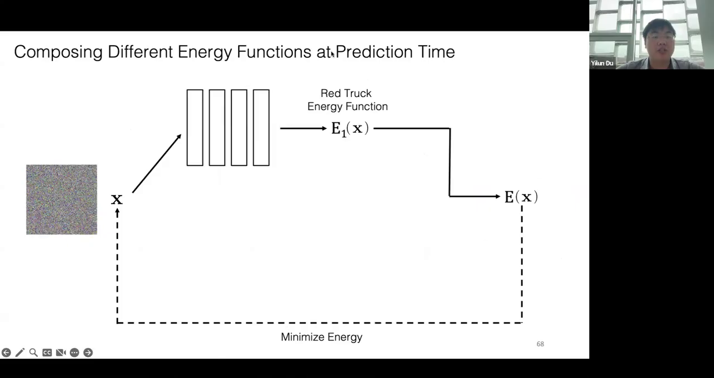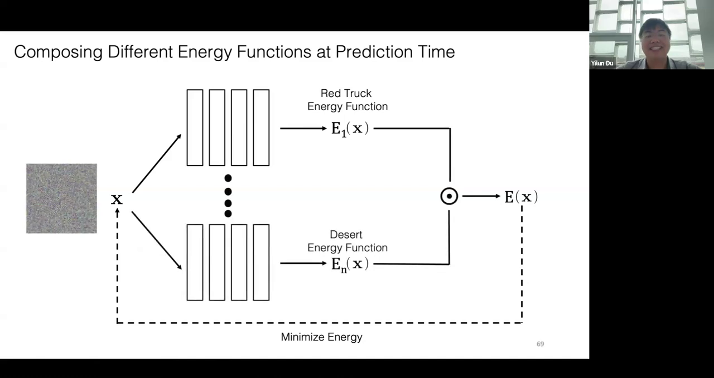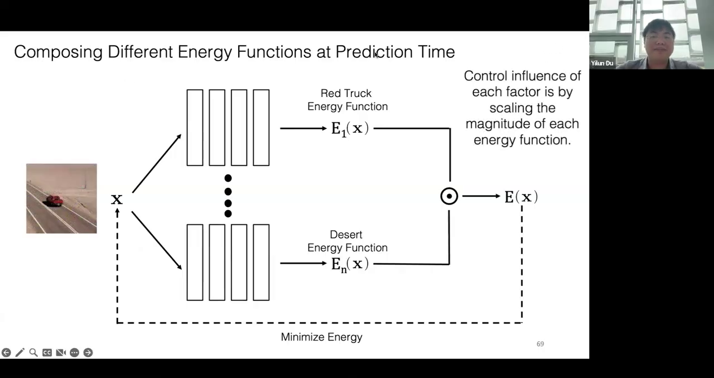Okay, cool. But now let's go back to this previous setting that I talked about. Let's say I have an energy function for red trucks. If I directly minimize that energy, I get an image of a red truck. The nice thing I can do with energy functions is that I can have multiple different energy functions. An energy function for red trucks, another energy function for the desert. And now at test time, I can simply compose these energy functions together, and by composing them, I can get an image of a red truck in a desert. In practice, when we combine these energy functions together, they have a magnitude, but each of these magnitudes may be very different. So you do have to control the influence of each energy function by scaling the relative magnitude of the energy function.